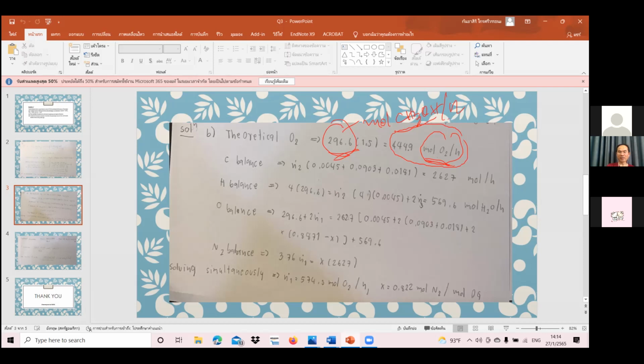How do you calculate the theoretical oxygen? Could you explain to me how to calculate the theoretical oxygen? You understand my question, right? Can anyone help Chanapat and your friend? Can anyone explain to me?